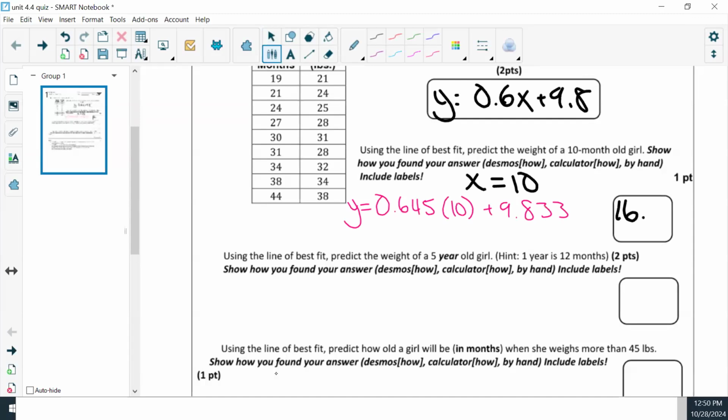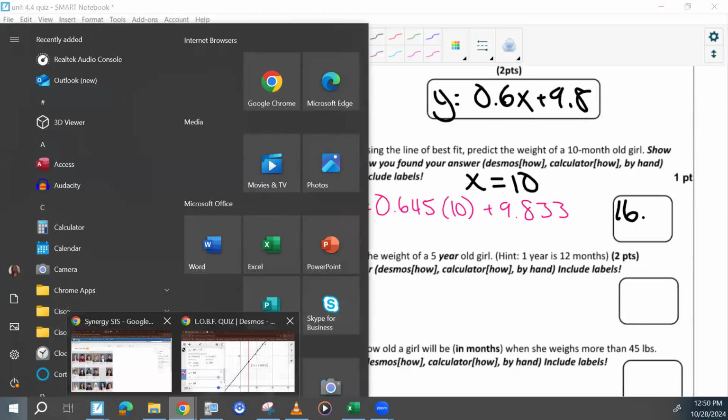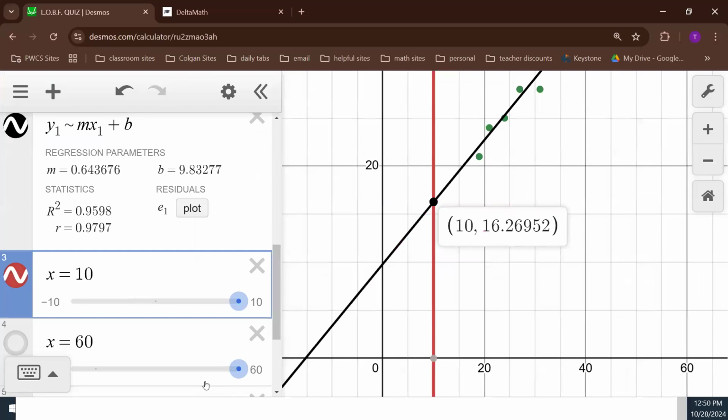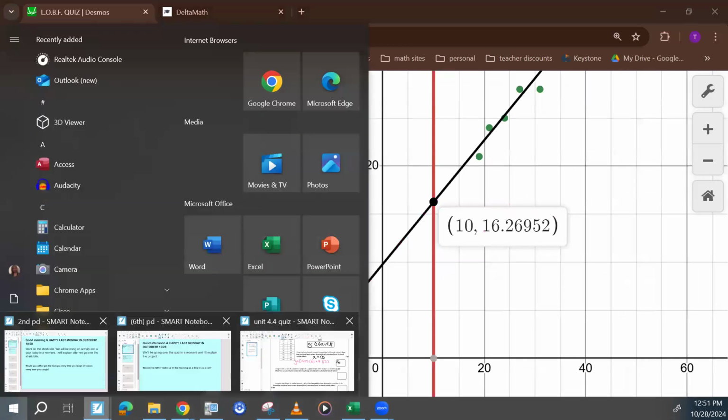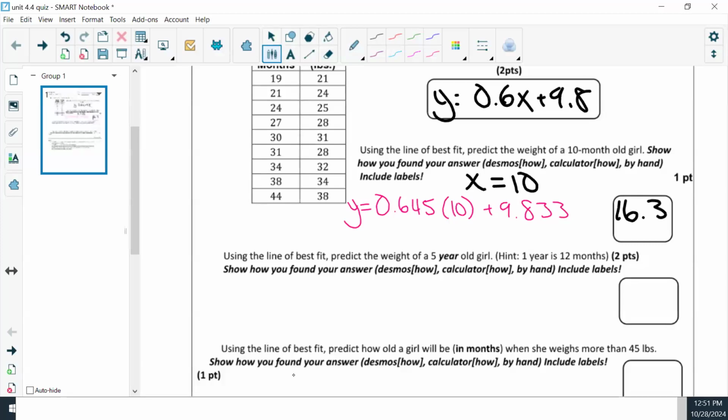So 16.26, 16.3, 16 point. If you wrote more decimals, all of those were fine. And then we were looking for pounds. So you would have either shown this or shown this to do your work, and then got one of those answers.